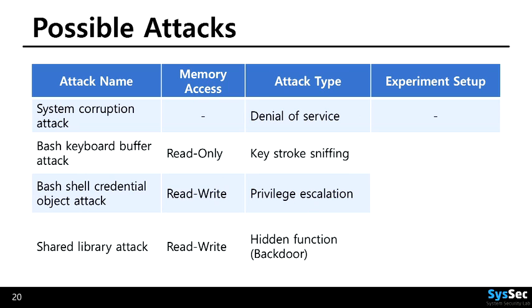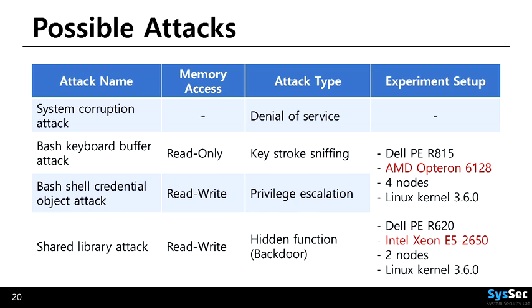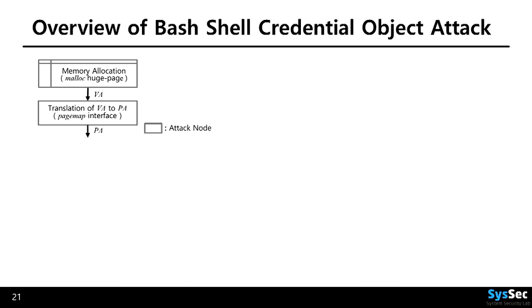So we developed the 2 bash attacks on an AMD server, and we developed the shared library attack on an Intel server. I'm going to show you the last 2 attacks. The first attack is the bash shell credential object attack. The goal of this attack is to overwrite bash's credential data to escalate the user's privilege.